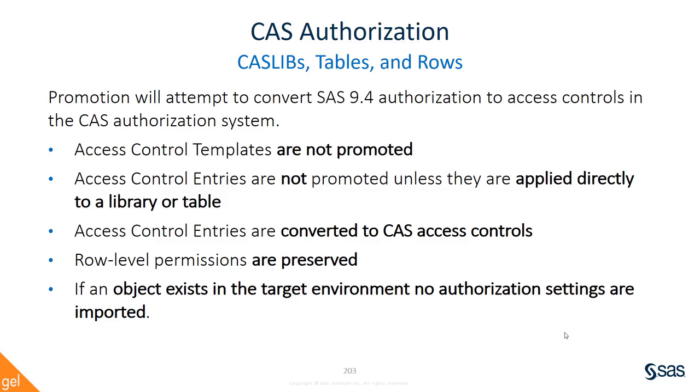Access control entries are converted to CAS access controls. Any row level permissions you had set up in 9.4 metadata are preserved. So that's really nice. Different from Viya authorization, general authorization, if an object exists in the target environment for CAS, no authorization settings are imported. So it just ignores the authorization system for existing objects.